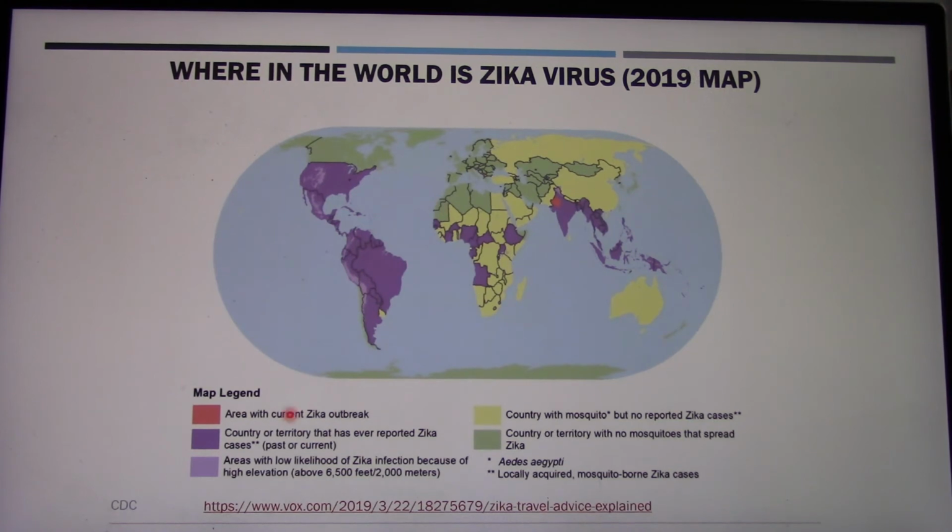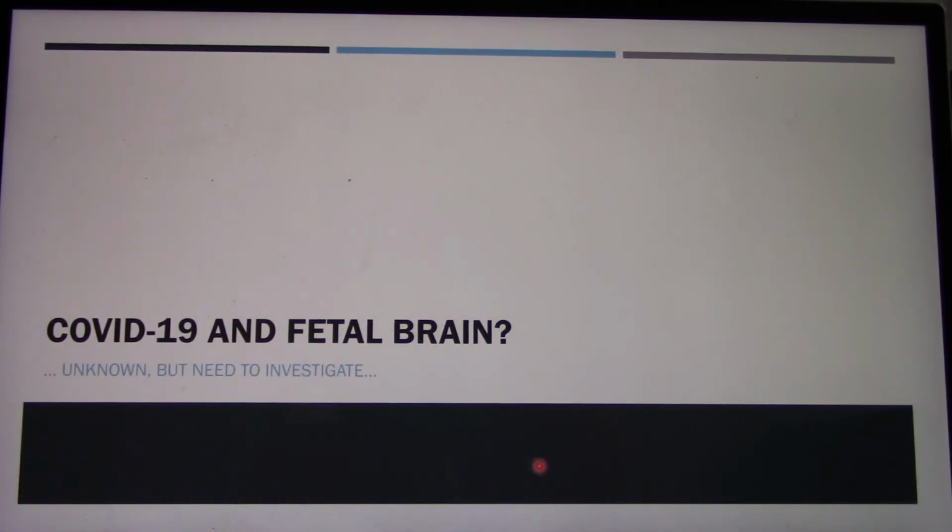Isn't that fun? So here's the area of current Zika outbreak in 2019, which is in India. So it's not gone. It's just not as bad. We get immunity and it's not as bad. And we find ways to treat it and it's not as bad. But it's still out there.